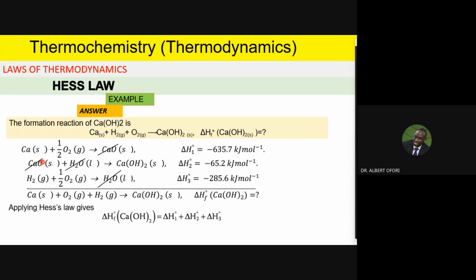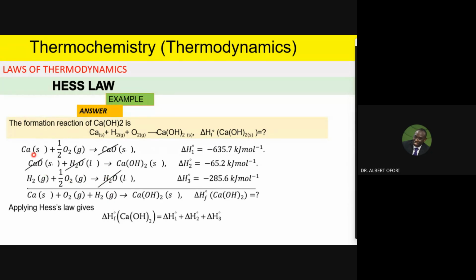So when they are on the reactant side and then on the product side, we cross them out. So calcium oxide can cross out calcium oxide. Now there's water on the reactant side, and there's also water on the product side, so check the number of moles. Here the number of moles are the same. That's why we could just easily cancel that. So the water can also cancel water.